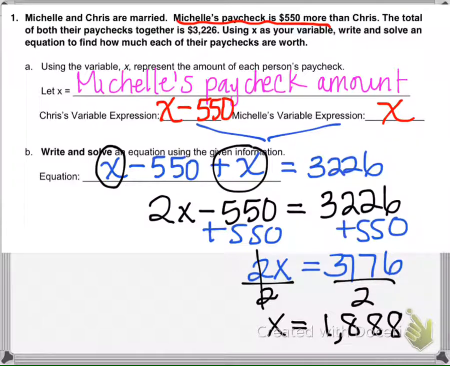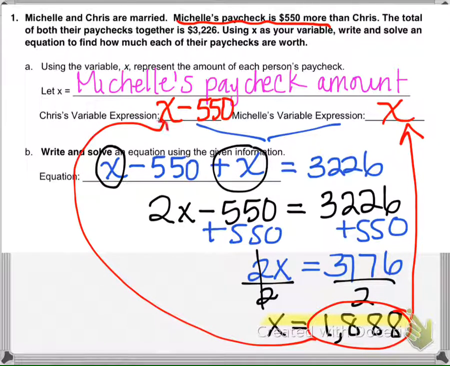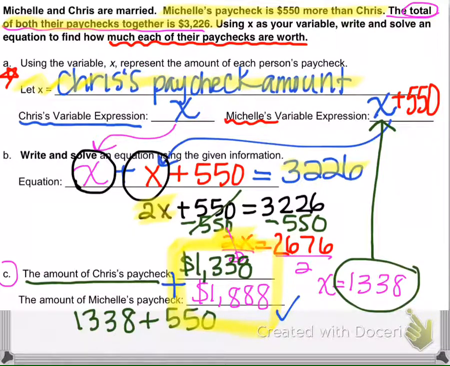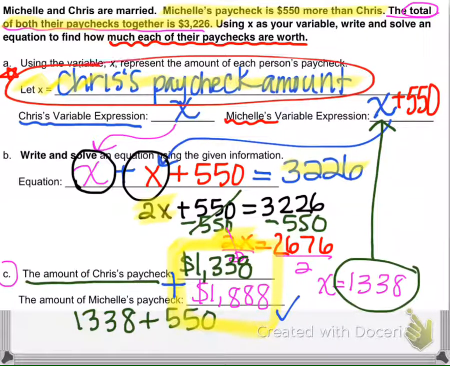1,888. This time we let X be Michelle's paycheck. So if we plug in 1,888 for X here, we would see that Chris would make 1,338, which is what we got in the previous problem. So we get the same thing, but depending on what we have X represent, we're going to get that value first.